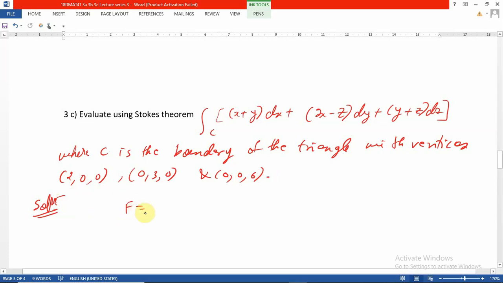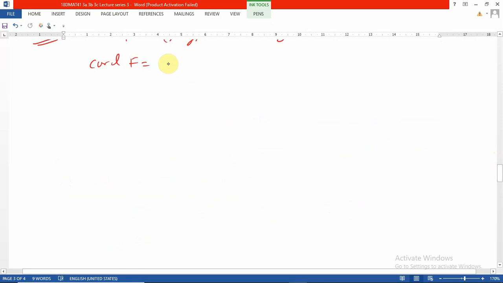So without wasting the time, f is equal to, write down, yes students, (x plus y) i plus (2x minus z) j plus (y plus z) k. Okay, so next, whenever you come across Stokes theorem, we are going to find the curl of f. Curl of f, take this as i, j and k terms, where we get dou upon dou x, dou upon dou y, dou upon dou z.